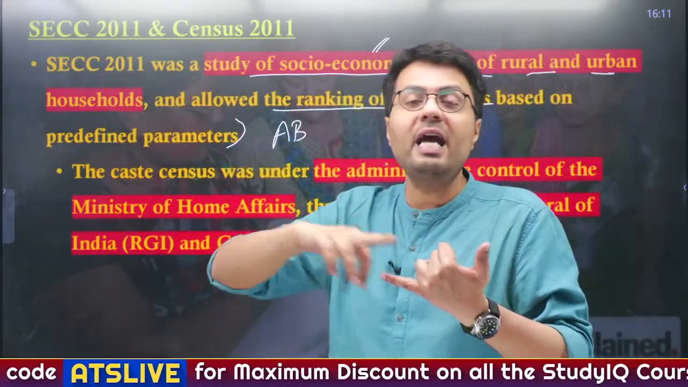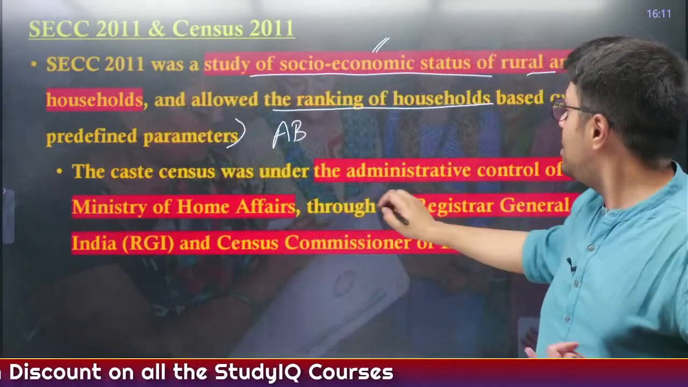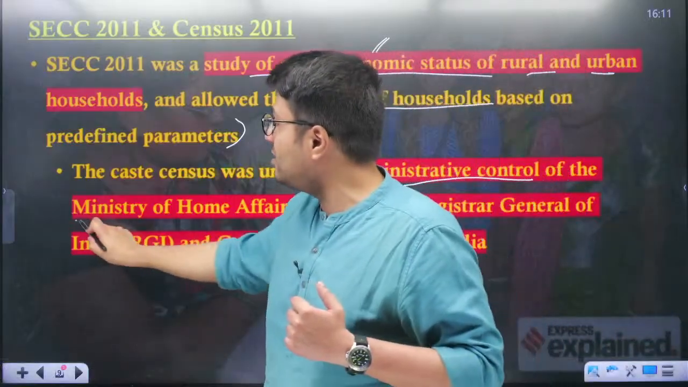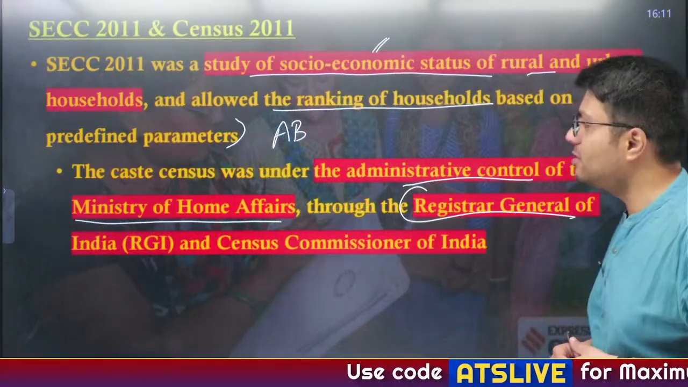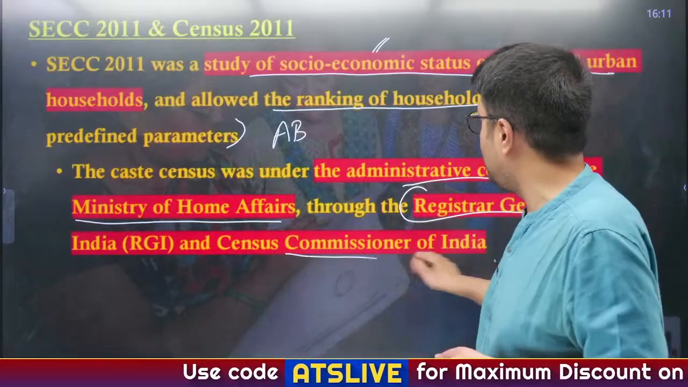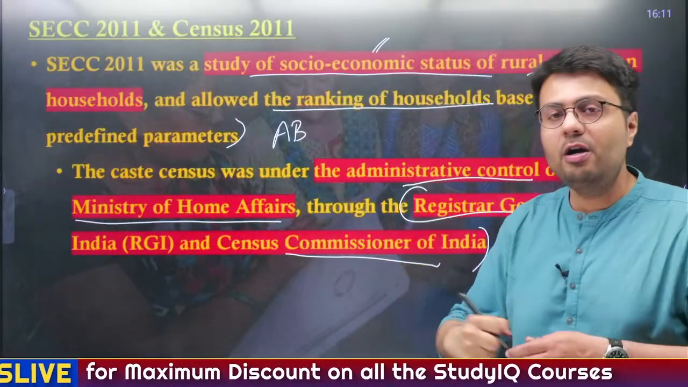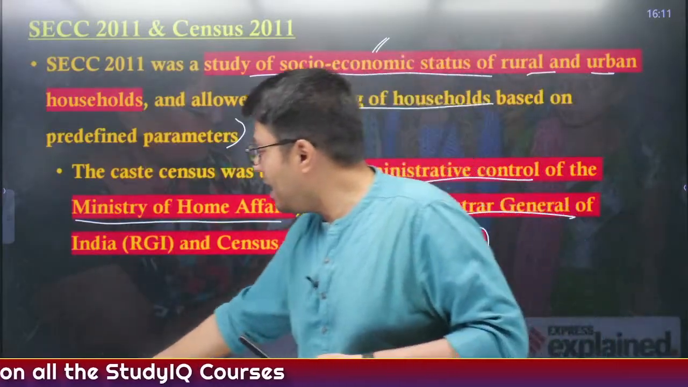Now, this census, although it was executed by related ministries like the Ministry of Rural Development for rural areas and the Ministry of Urban Development for urban areas, the administrative control of this exercise was vested with the Ministry of Home Affairs, especially through the body known as the Registrar General of India and Census Commissioner of India. So these authorities had the administrative control, but when it came to enumeration of the data, it was done by other ministries.